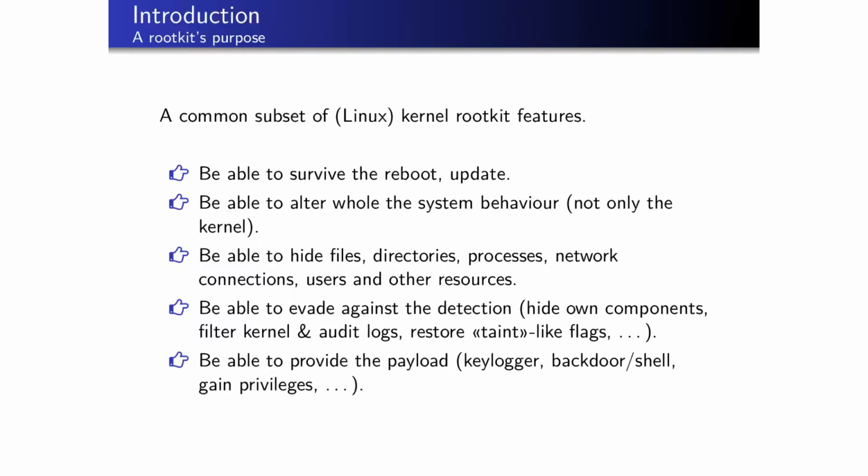We will write software, a malware that will do something malicious, and normally will change the system behavior. This is what we are going to do. So we have to be able to hide files, folders, processes, network connections, users, and whatever you want. The main feature a rootkit can have is to hide something.